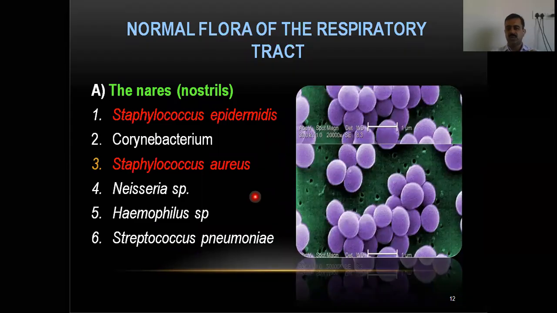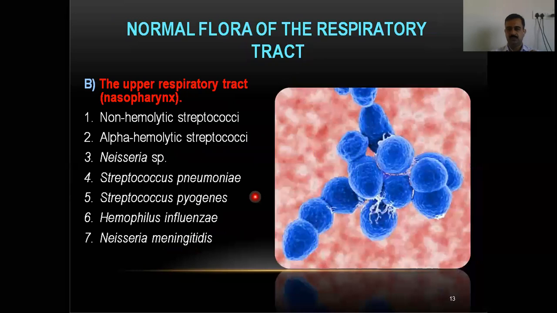Now, inside the respiratory tract, inside the nostrils, so this is the part that is called the nostrils: Staphylococcus epidermidis, Corynebacterium, Staphylococcus aureus, Neisseria, Haemophilus species, and Streptococcus pneumoniae. Upper respiratory tract, the nasopharynx: non-hemolytic streptococci, alpha hemolytic streptococci, Neisseria, Streptococcus pneumoniae, Streptococcus pyogenes, Haemophilus influenzae, and Neisseria. So these are all organisms that are associated with the upper respiratory tract.